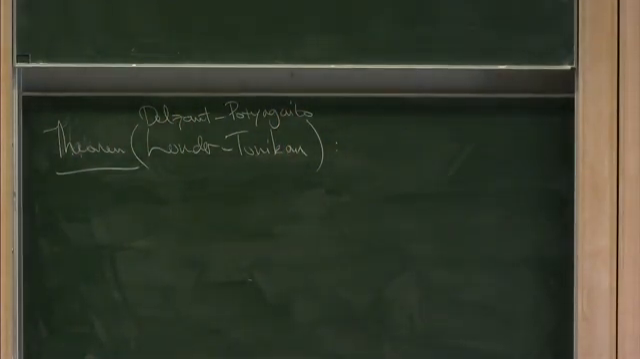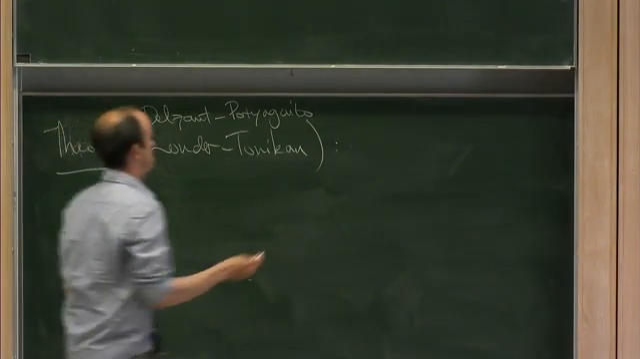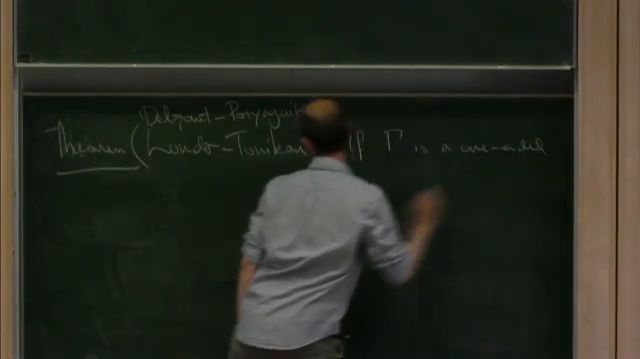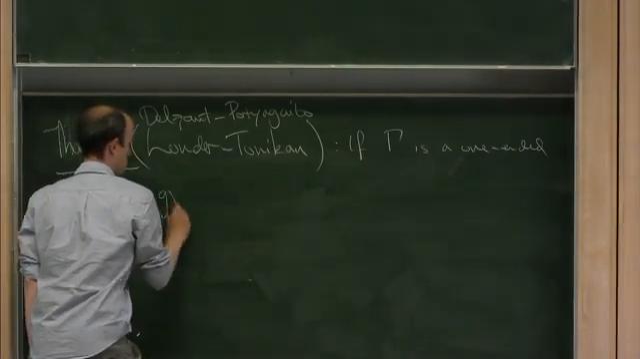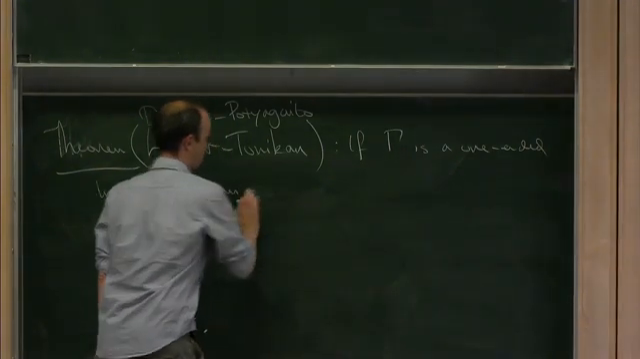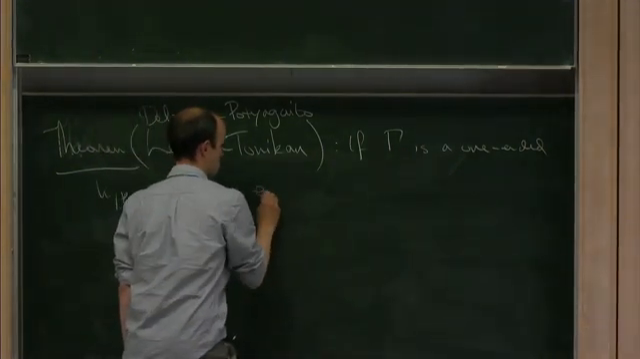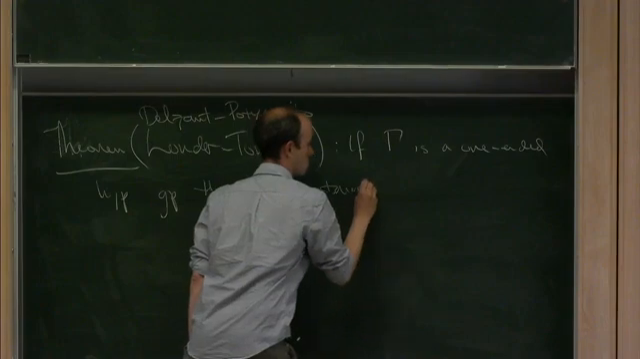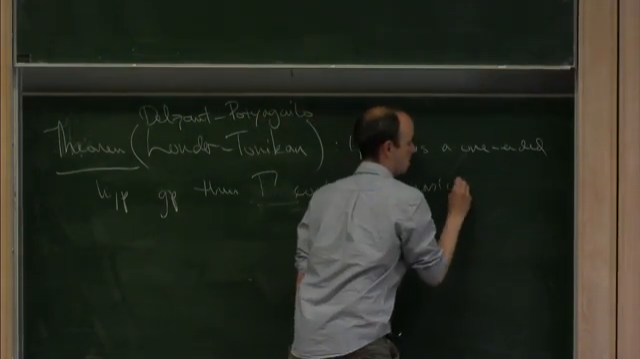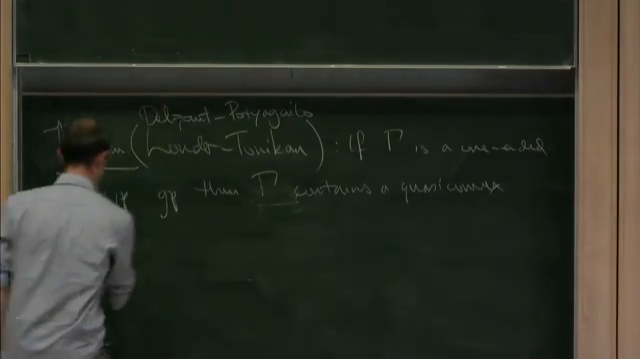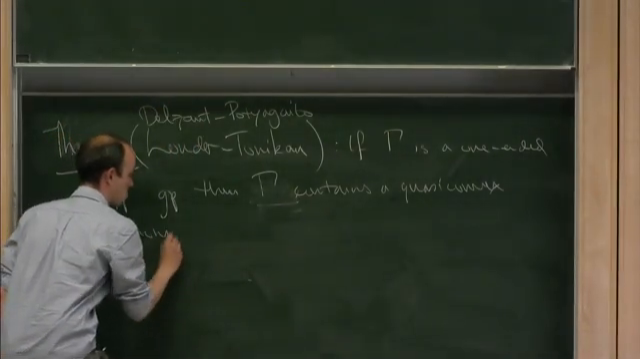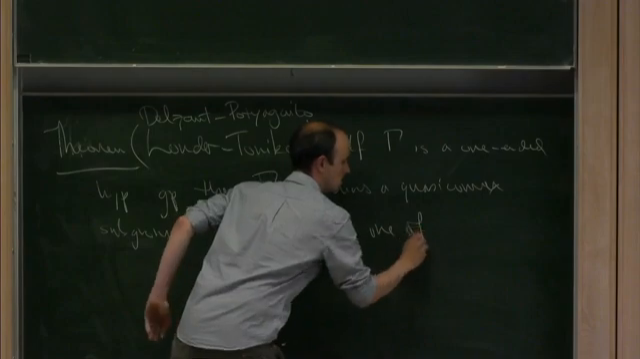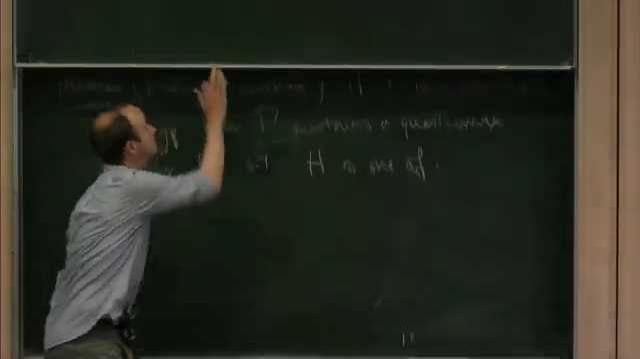Anyway, the upshot of all this is that if gamma is a one-ended hyperbolic group, then gamma contains a quasi-convex subgroup H, such that H is one of the following 2 things.